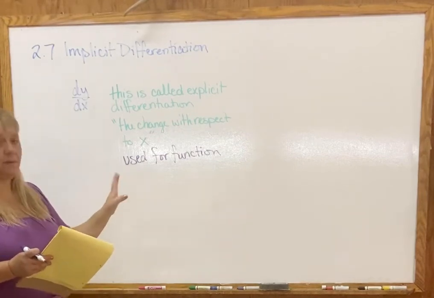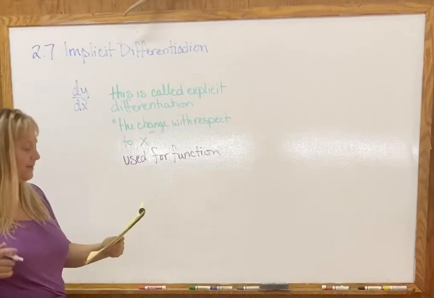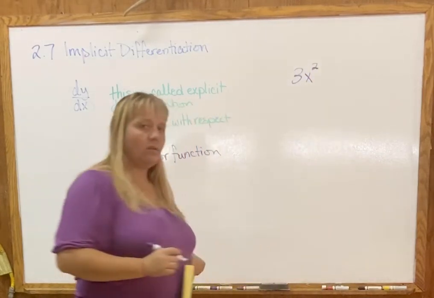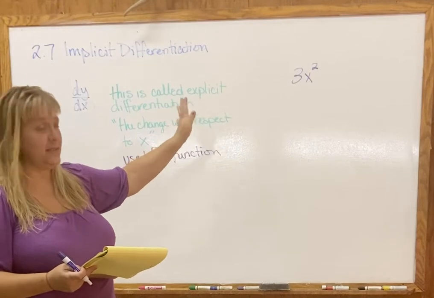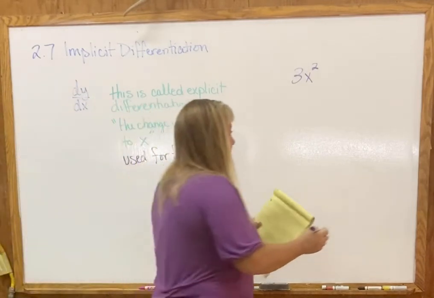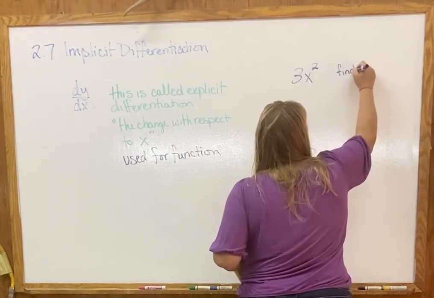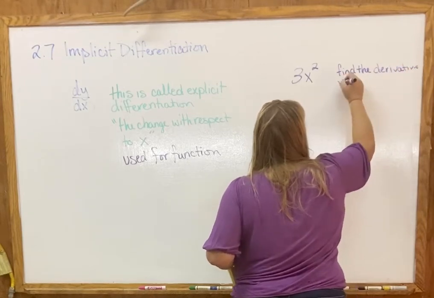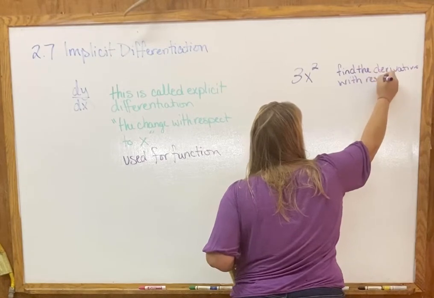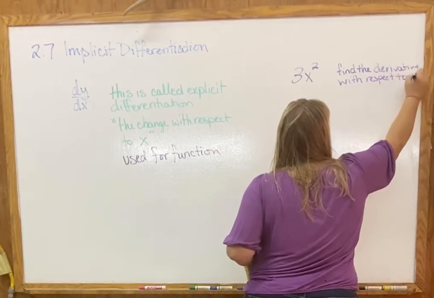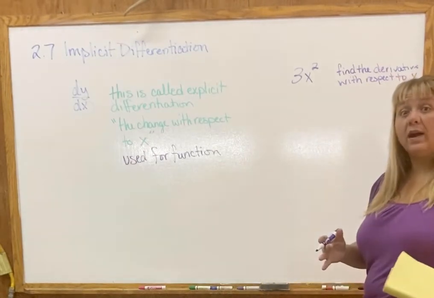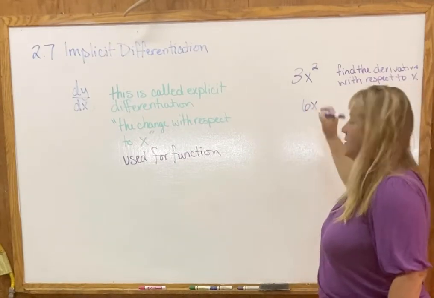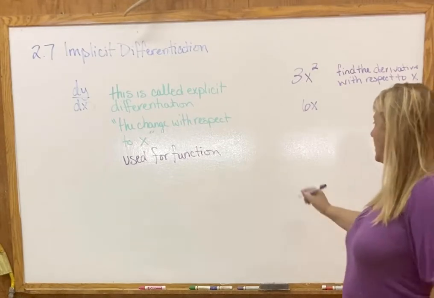Okay, so we're just gonna do a little bit of practice before we really get into the whole big thing here. So let's say that I was giving you the expression 3x squared. Now notice I didn't put function notation on this. I just put an expression up here. And I want you to find the derivative with respect to x. Now that's the way that we're used to finding the derivative. So the derivative with respect to x would just be 6x. Okay, there's nothing tricky about that one.